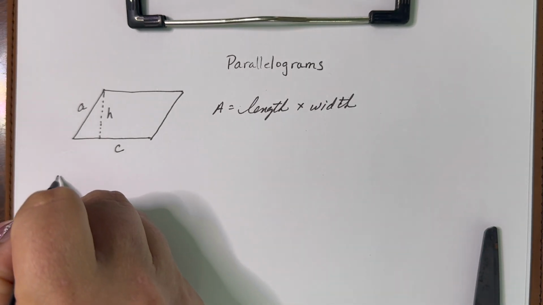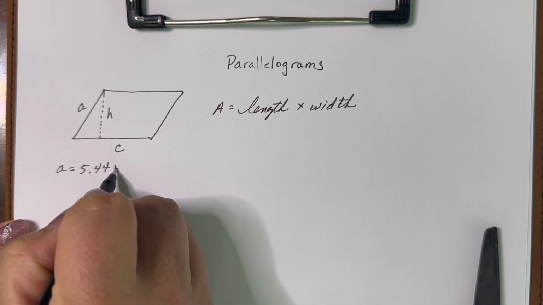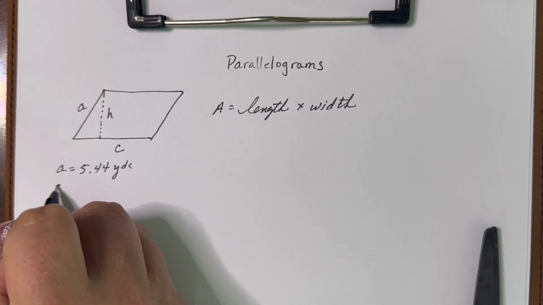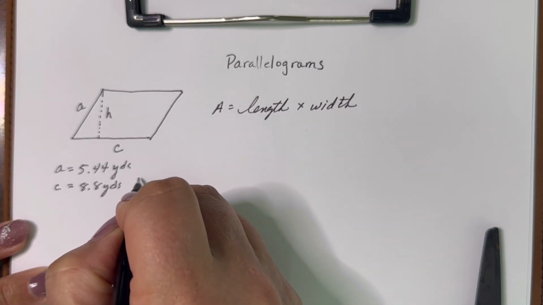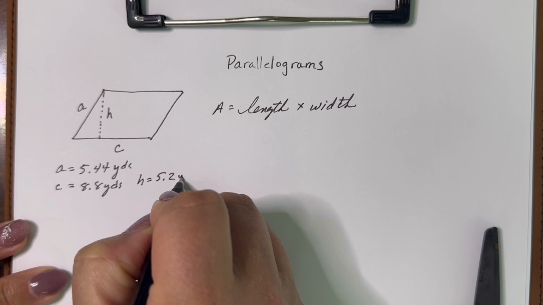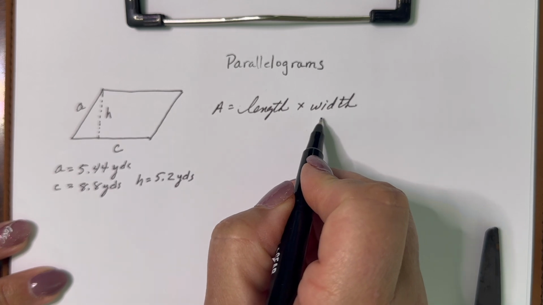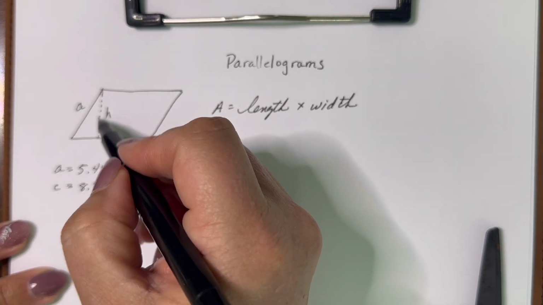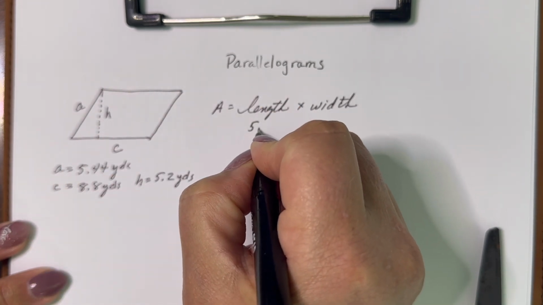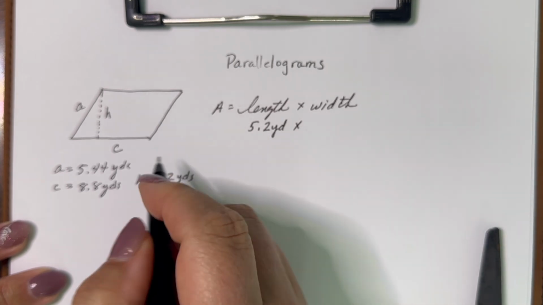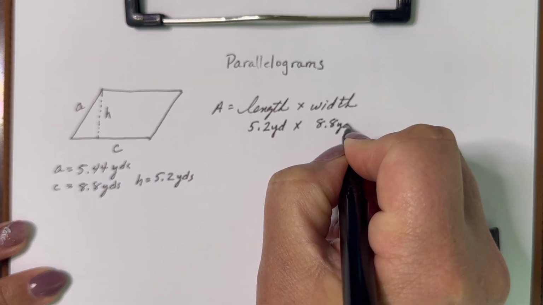So if I told you that A equals 5.44 yards and C equals 8.8 yards and H equals 5.2 yards. How long is it and how wide is it? Well, let's look. It's this tall, so I'm going to call this the length. We're going to call H the length on this. 5.2 yards times how wide is it, which is the C, 8.8 yards.